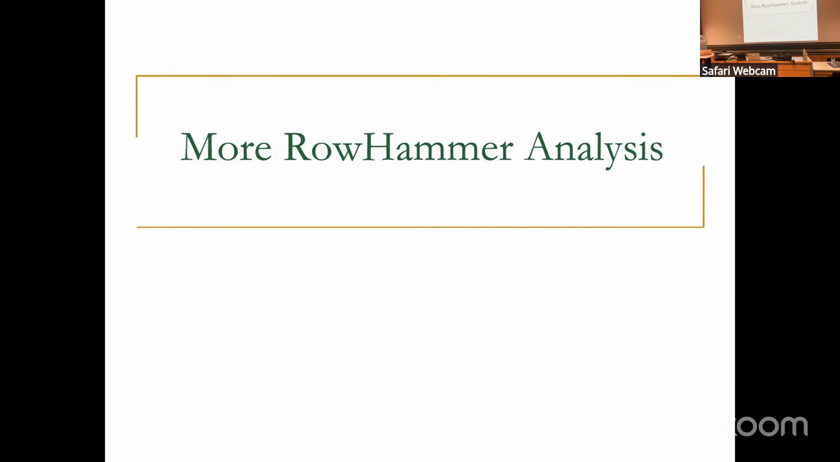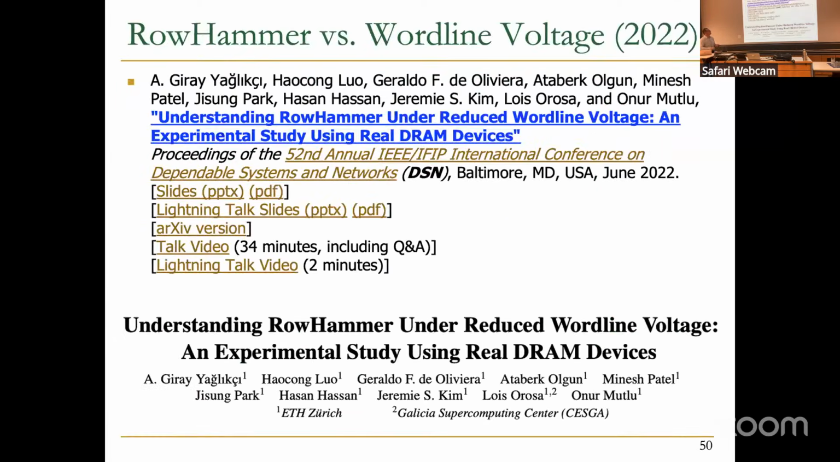You can ask more, but there's more RowHammer analysis to be done. We did some of it. This is actually a very nice paper, in my opinion. This is a DSN paper that we wrote. I'm not biased, clearly. So it's our babies, right? How can you not be biased with your baby? Anyway, I'm biased, of course, but I'm also not biased because there's a lot of work that went into it. This is also Giray's work.